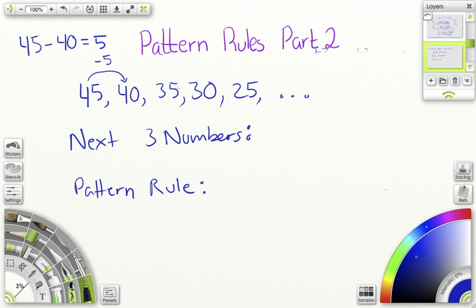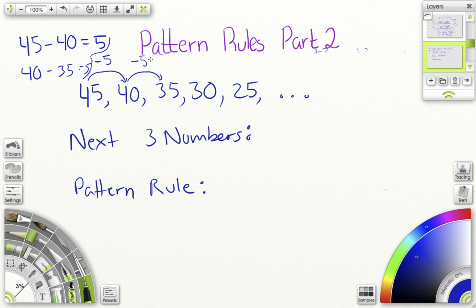40 to 35, this is how I double check. How do I get from 40 to 35? I do the same thing. 40 minus 35 equals 5. So to get from 40 to 35, I minus 5.